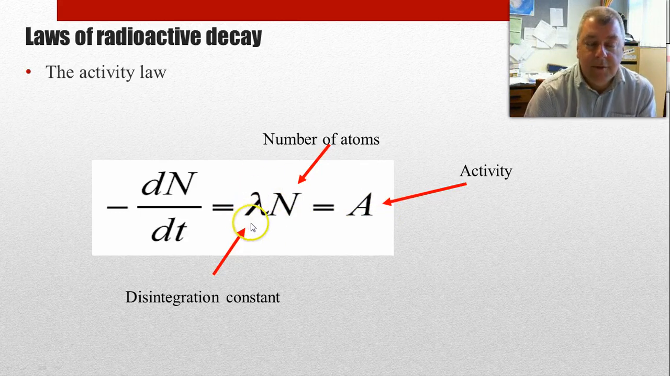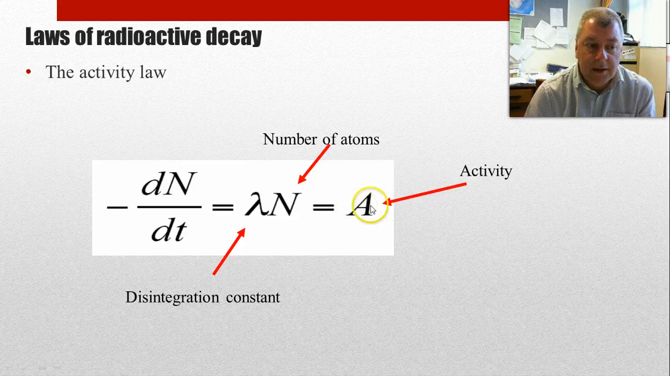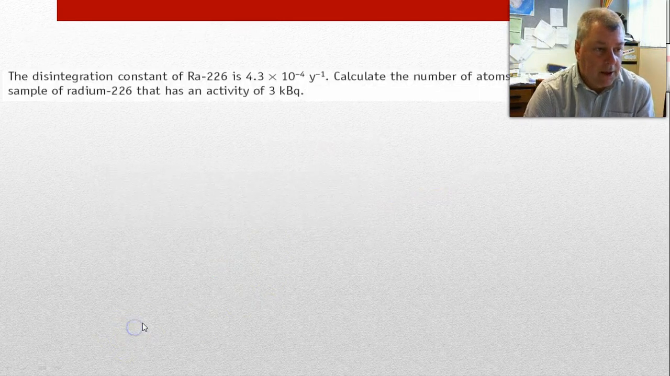Now, if the isotope we're talking about has a very short half-life, this decay constant will be very large because you'll have a very high activity. If the half-life is very long, this decay constant will be a small value and the activity will be correspondingly small, and the activity will be proportional to how many atoms there are. If you have a lot of atoms, you have more activity. If you have only a few atoms, you only have a small amount of activity. So I hope that makes sense.